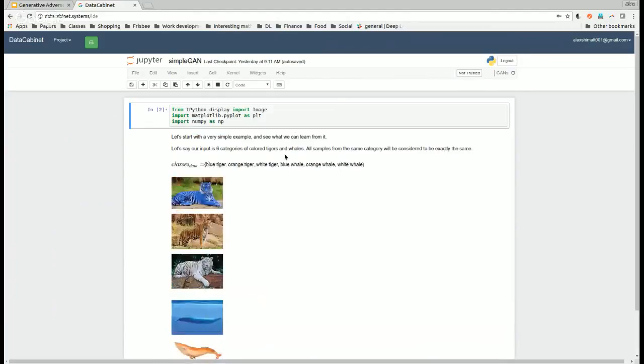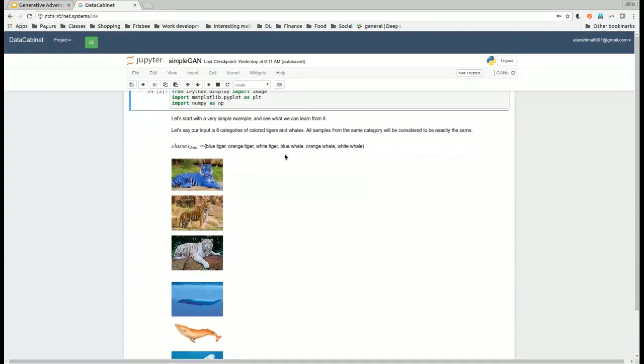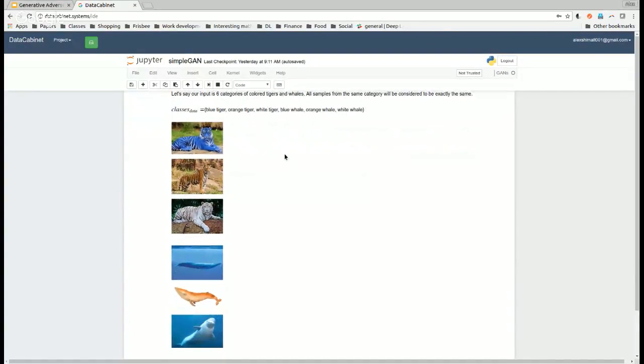All right, so to interpret this, if we used images, it's super complicated. So instead, I'm going to simplify it into a much more obvious example. Let's assume there's a space of 6 possible inputs. The 6 types of input are basically whales and tigers: you have a blue tiger, an orange tiger, and a white tiger.